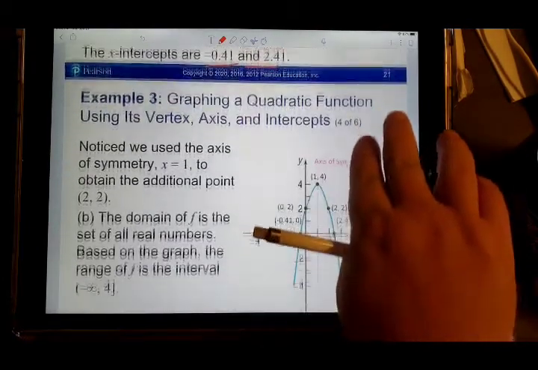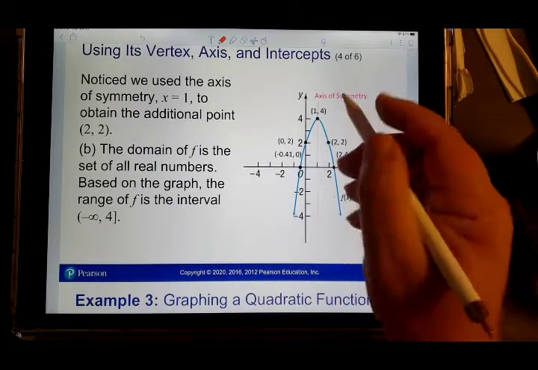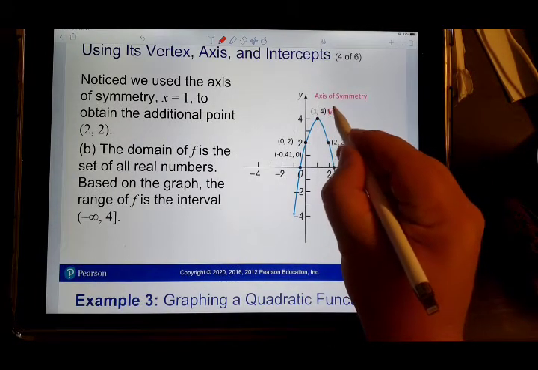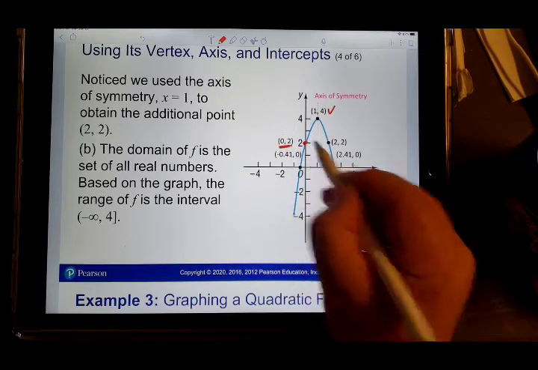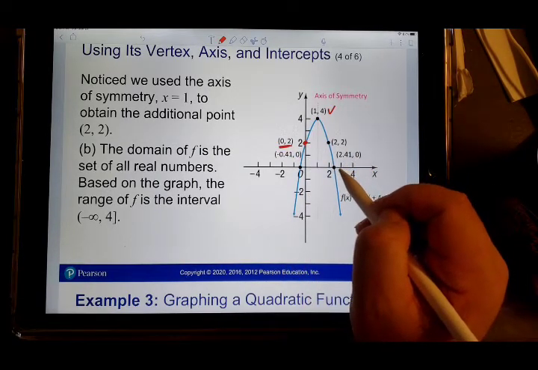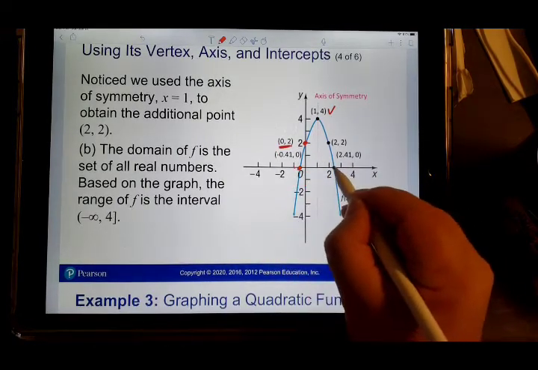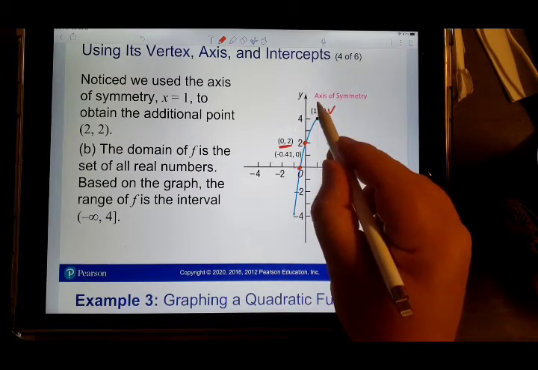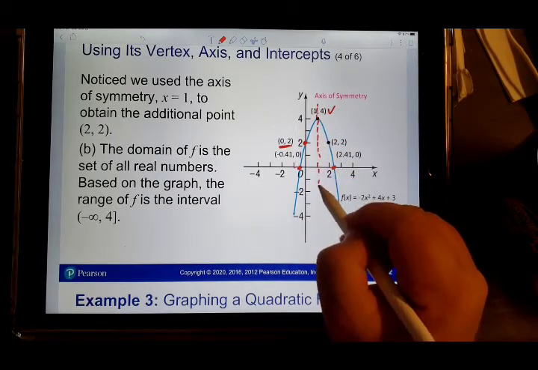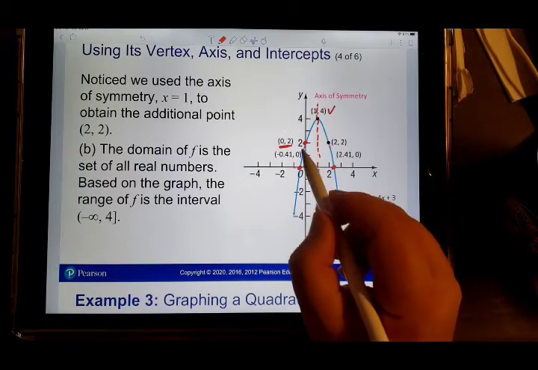So we're putting it all together. We have our vertex, which I'm calling V. We had this point, which we knew was our y-intercept. Remember the minus 0.41 and the 2.41 that we got? The axis of symmetry goes through here. This point wasn't mentioned, but it's a bonus point.